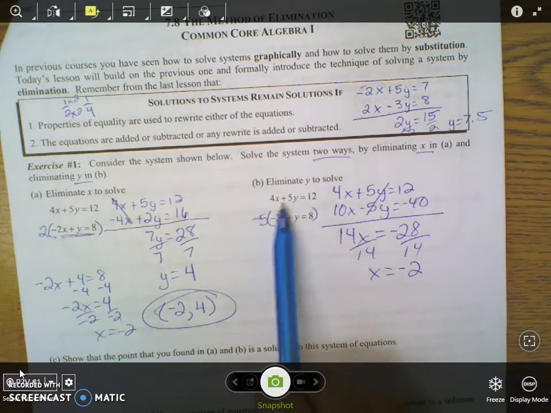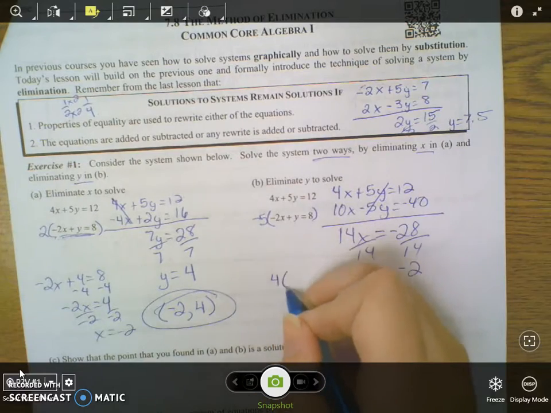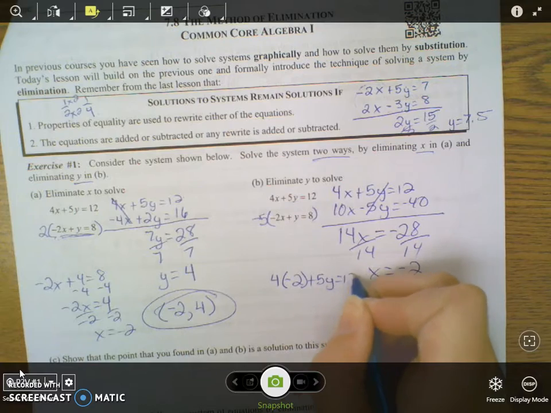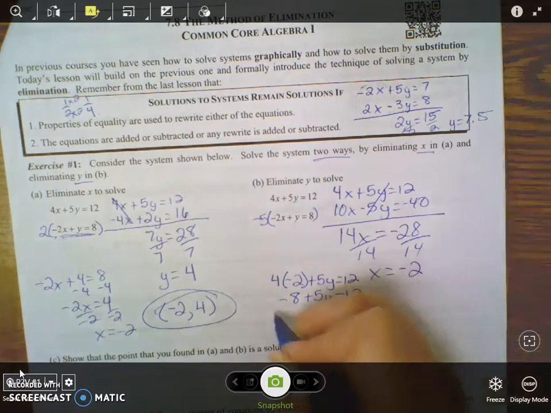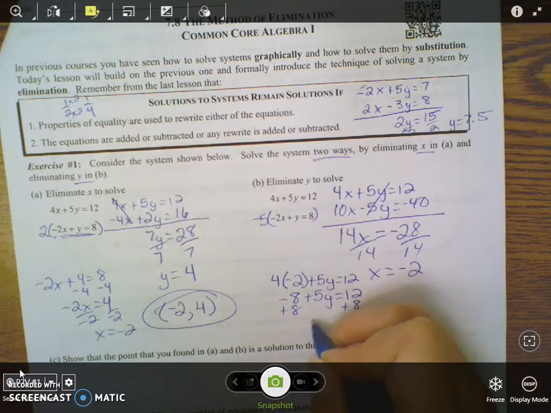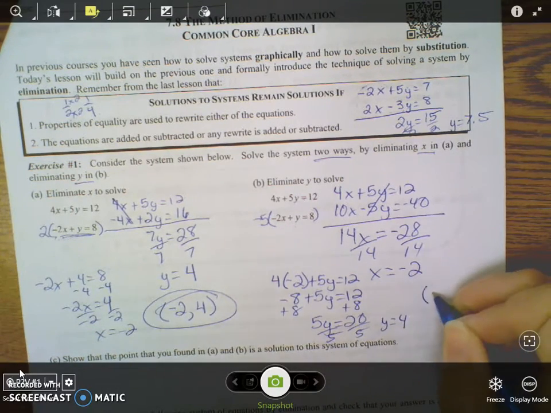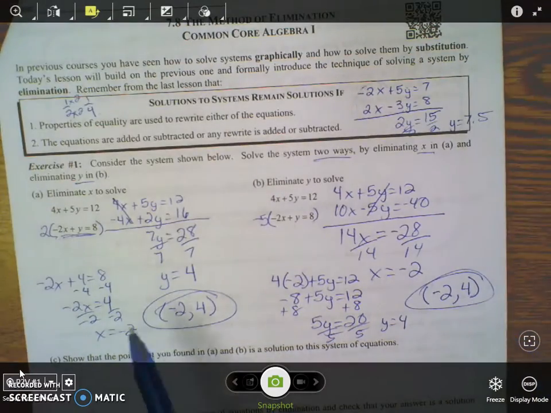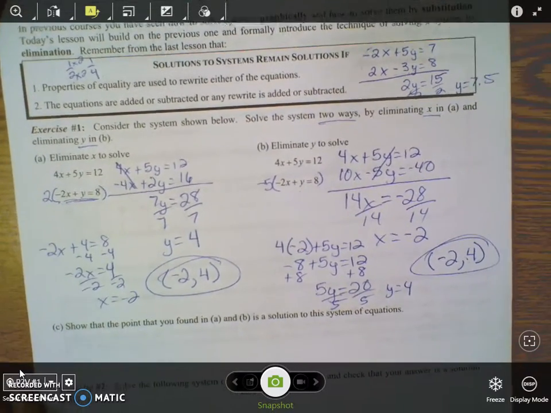And if I put it into whichever equation I want, I'll pick a different equation this time. So 4 times negative 2 plus 5y equals 12, and add 8 to both sides. 5y equals 20, so y equals 4. So I still end up with my ordered pair, negative 2, 4. It doesn't matter which way you solve it. You can pick whichever way seems easiest to you.